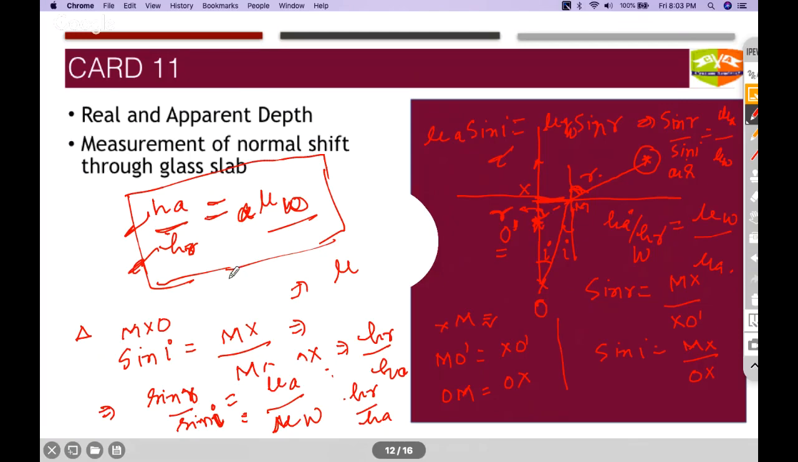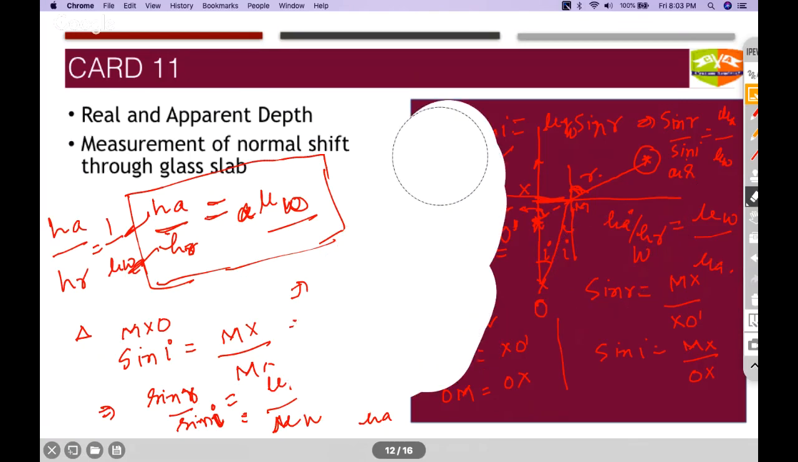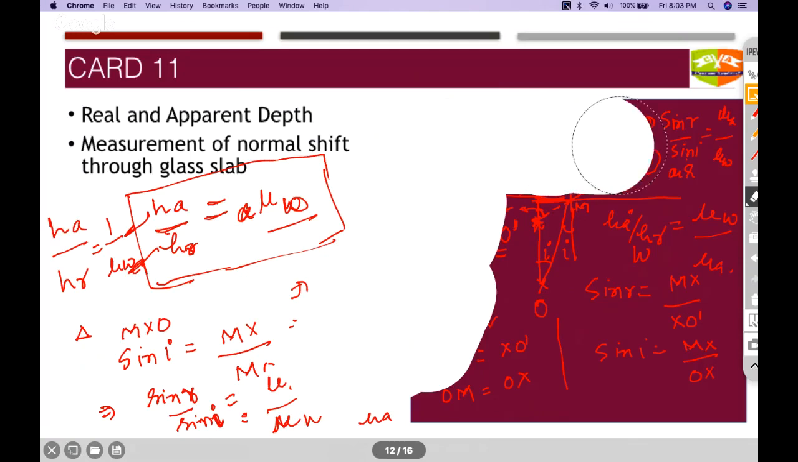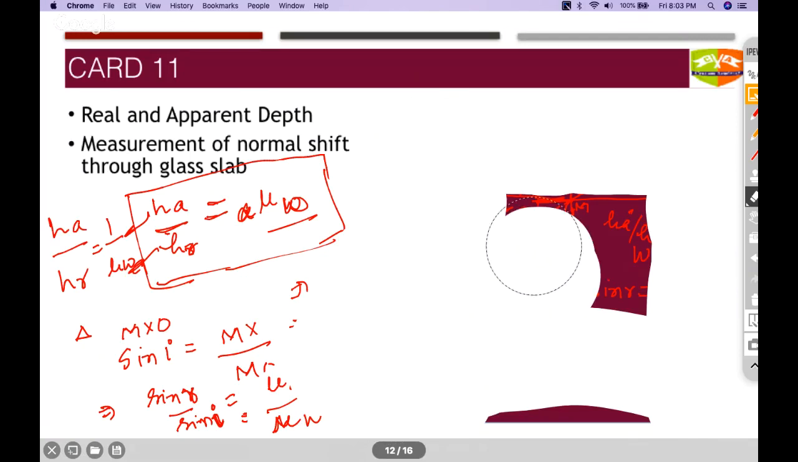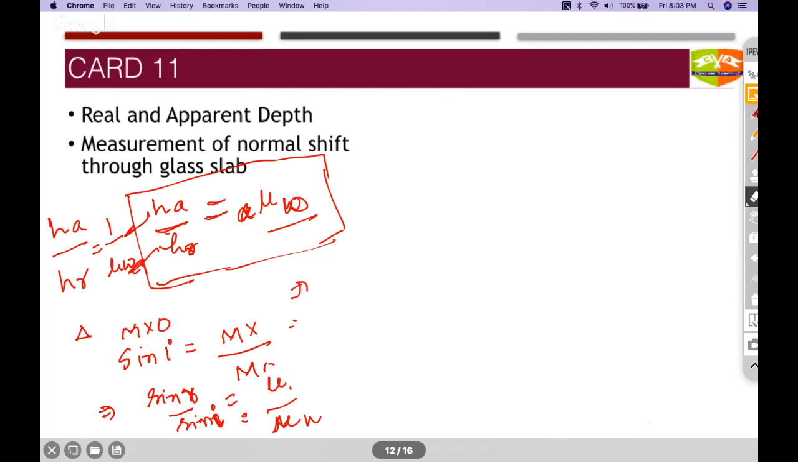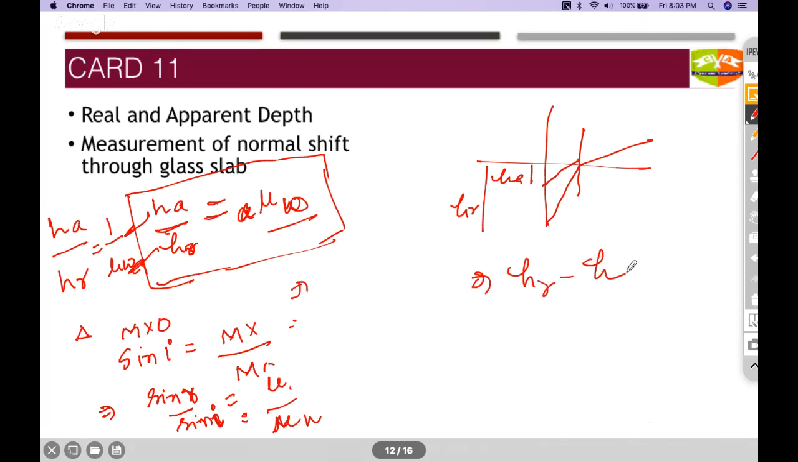So now what is the vertical shift? Try to understand. Apparent depth divided by real depth is equal to mu water. Now let me find out the vertical shift for you. If I draw this once again, this is your apparent depth and this is your HR. So vertical shift would be HR minus HA.